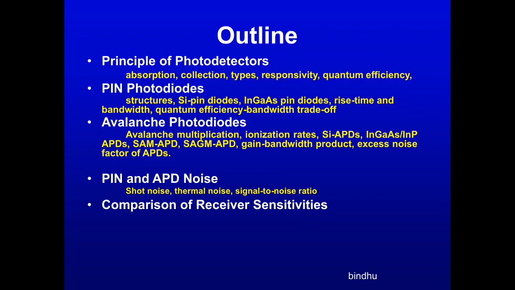Outline of the video: we'll be looking at the principles of photodetector, two types of photodetectors, PIN photodiode and APD photodiode. We'll have a comparison between PIN and APD with respect to signal to noise ratio.